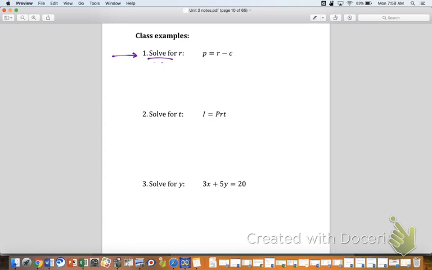So for these, I think it's probably better to look at the word solve as this. So if it says solve for R, I think we should think of get the R by itself or get the R alone.